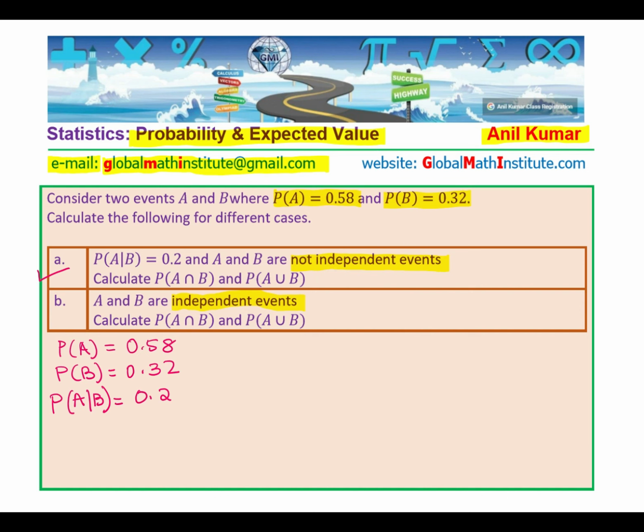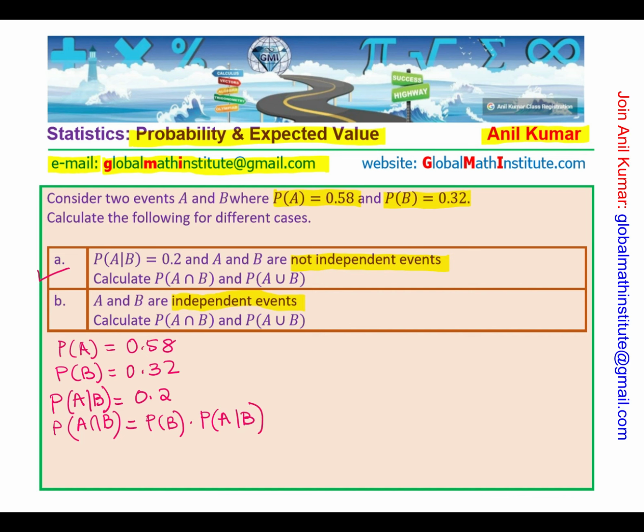Let's calculate the probability of A intersection B. We are given that this is not an independent event. That means it is a dependent event, right? So now we can find the probability of A intersection B as equal to. Now, since B has occurred, we need to multiply with probability of B the probability of A when B has occurred. You get the whole idea. So that is the intersection.